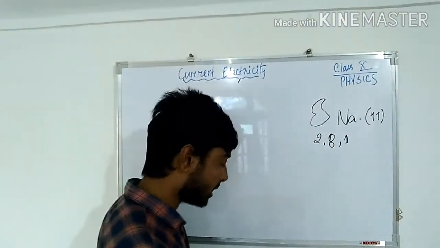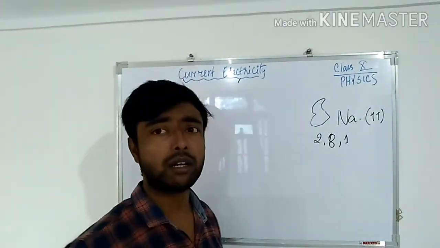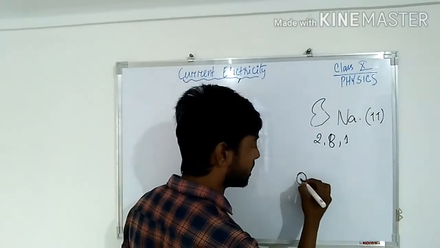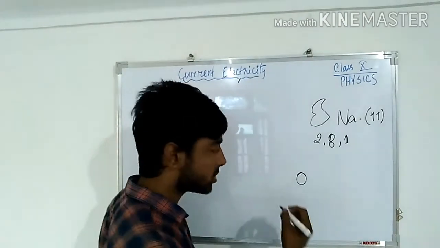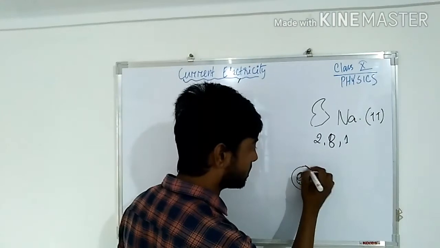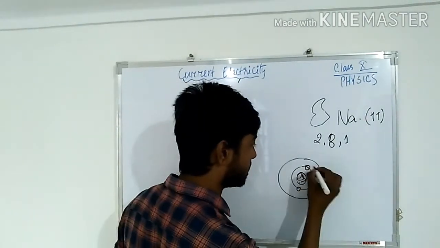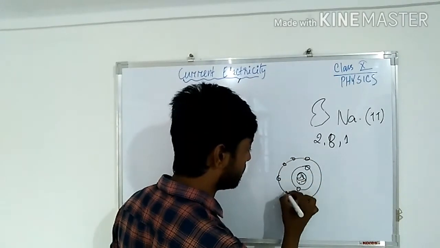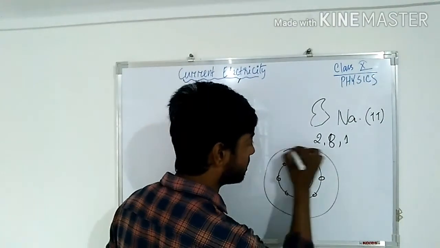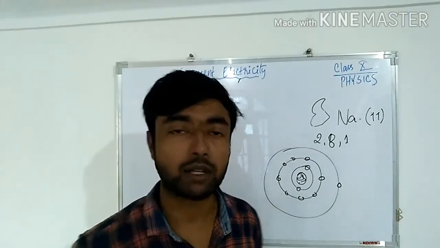If we take a single atom and you wish to draw the electronic configuration, then you know that every atom has a nucleus. So suppose this is the nucleus, and around this nucleus the first shell has 2 electrons, the second shell has 1, 2, 3, 4, 5, 6, 7, 8 electrons, and the last one has only 1 electron here. So this is a sodium atom, a single atom I am drawing.